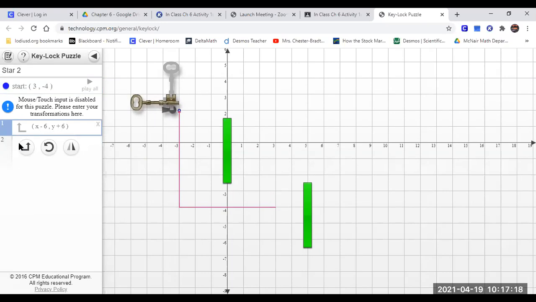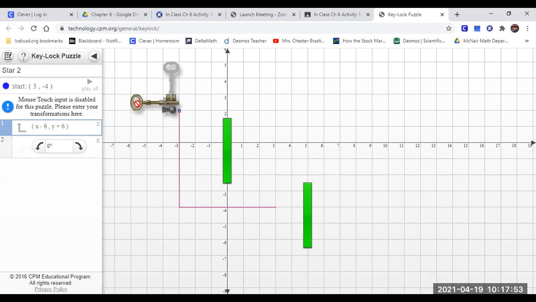That worked because the wall only went to 2.5, not 3. And the teeth made it past. So now what do we need to do? Because the key's not facing the right way. The dots match, but the key doesn't. So what do we need to do? Okay, we need to spin it.